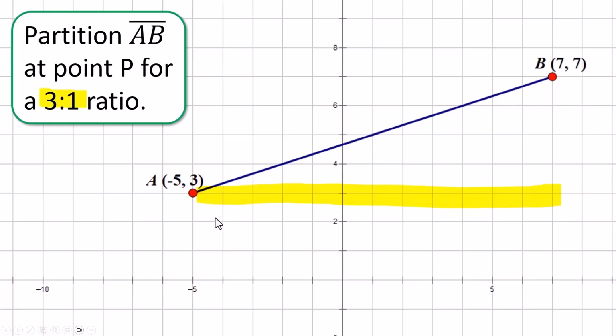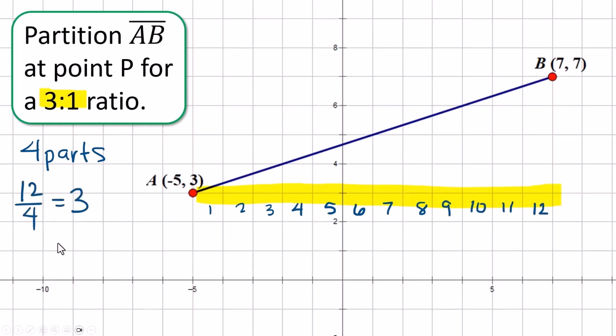You have to figure that out first. I know I want a 3 to 1 ratio, so I'm going to be splitting it into 4 parts. Well, what am I splitting into 4 parts? Let's count the sections. 6, 7, 8, 9, 10, 11, 12. Okay, so this line is 12. 4 parts means that each one of these is going to have to be 3 long.